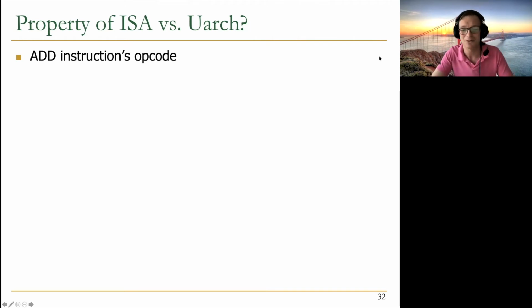Add instruction's opcode. I don't know if I see any results. I guess it's easier to ask these questions as we raise your hand. So some people say ISA, and they're correct, actually, because this is clearly defined by the manual, right? And hopefully this is obvious.